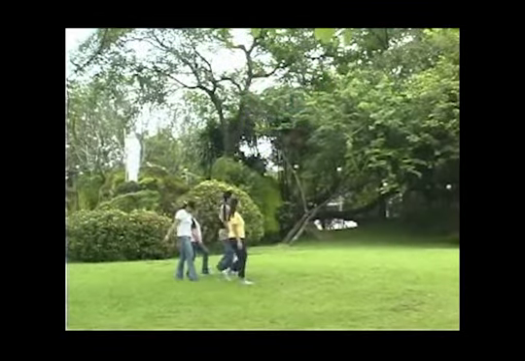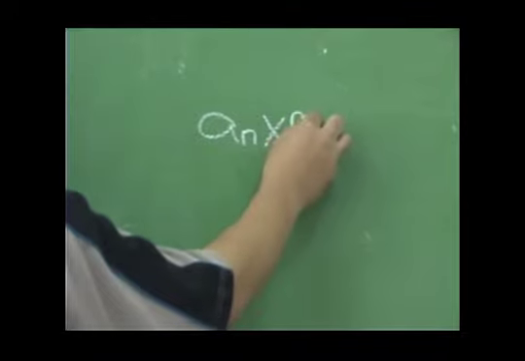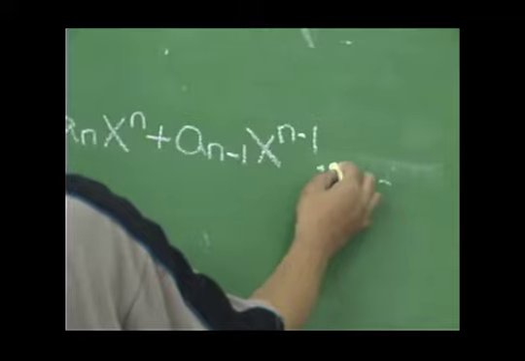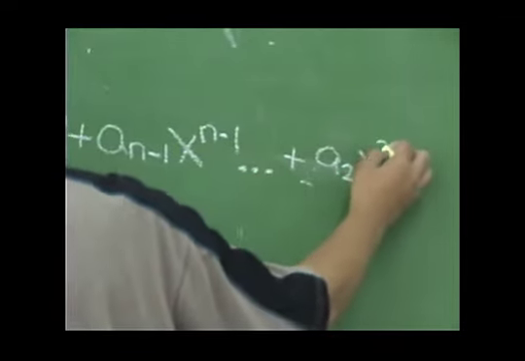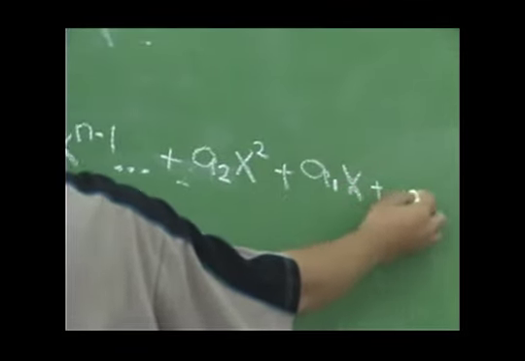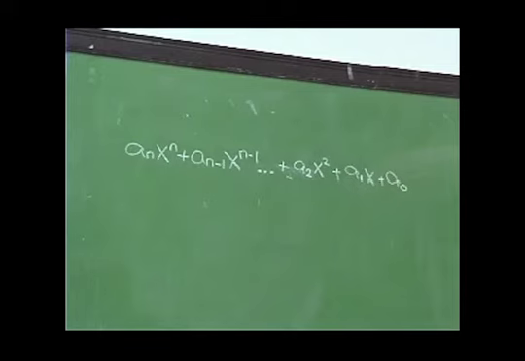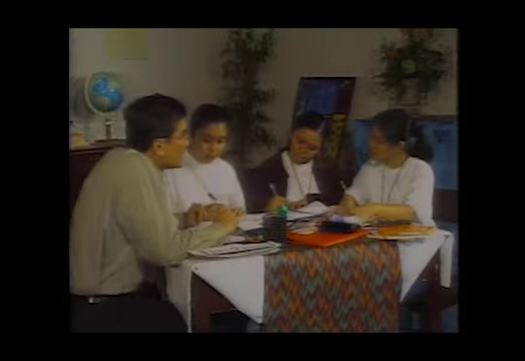A polynomial in x is an expression of the form a sub n, x raised to the n, plus a sub n minus 1, x raised to the n minus 1, and so on, plus a sub 2, x squared, plus a sub 1 x, plus a sub 0, where a sub n is not equal to 0. Note, however, that the a's are real numbers and n is a non-negative integer. Let me give you some examples of polynomials. Can you tell me how many terms these polynomials contain?